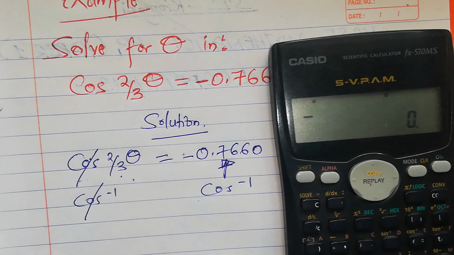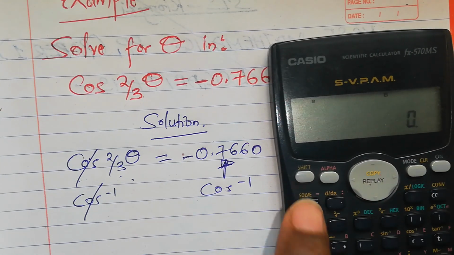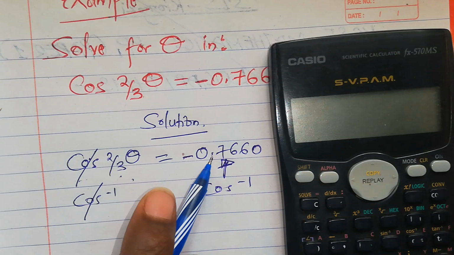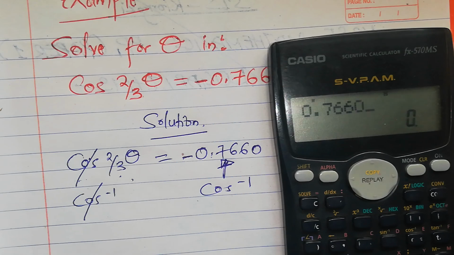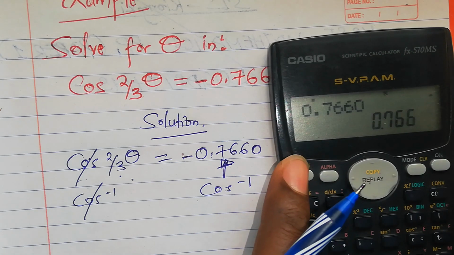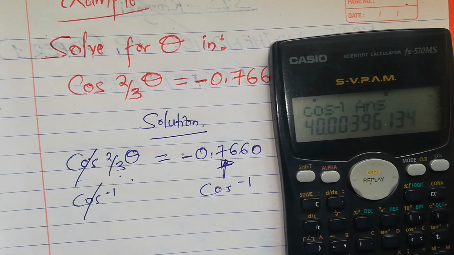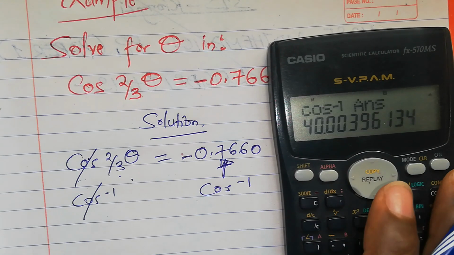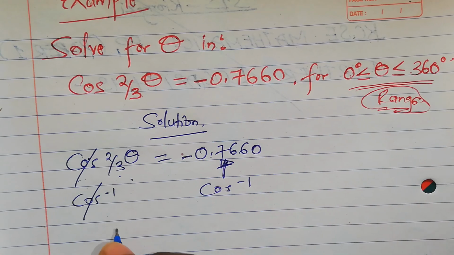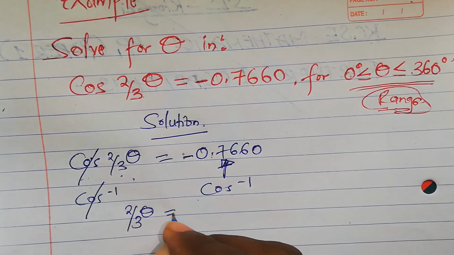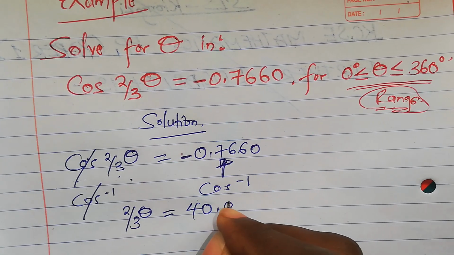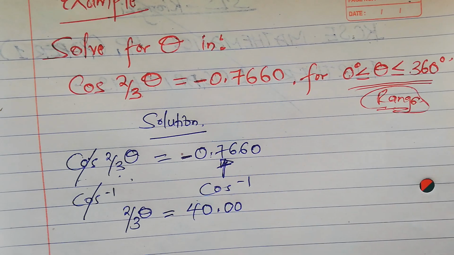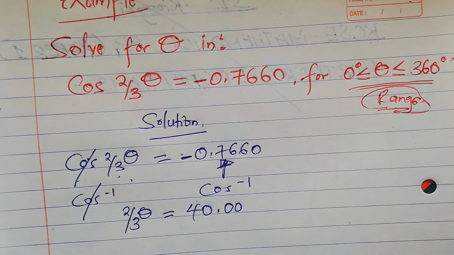So you assume the negative first. So we have cos inverse. First of all, we write this in the calculator: 0.7660. That is the value we have, and we shift cos, or cos inverse of it, which is 40.00. We can round it off to 1 decimal place, and we shall have 2/3 theta is equal to, let us assume the negative first, 40.00 degrees.